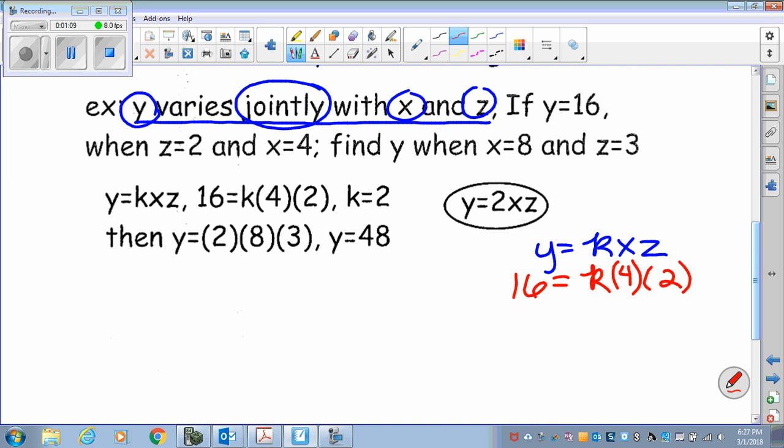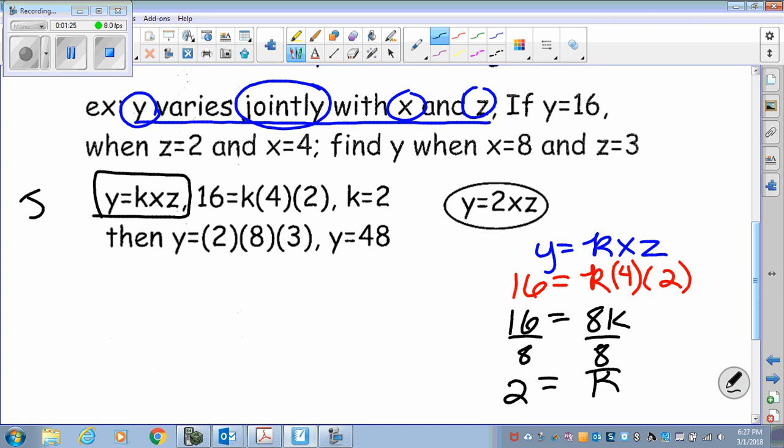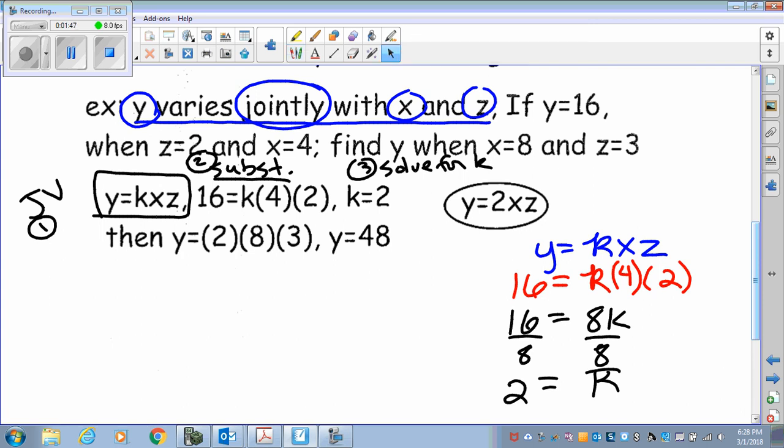Right? So I can figure out my constant of variation by solving this equation. So I get 8k divided by 8, and so I get k equals 2. All right, so here's my joint variation, and then you substitute. So the first step is just write that general equation, then substitute, and then solve for k, get your constant of variation. And then I can use that to find my other values.